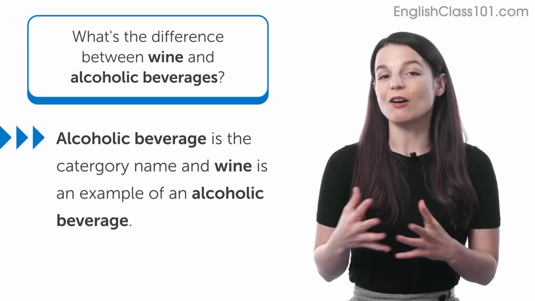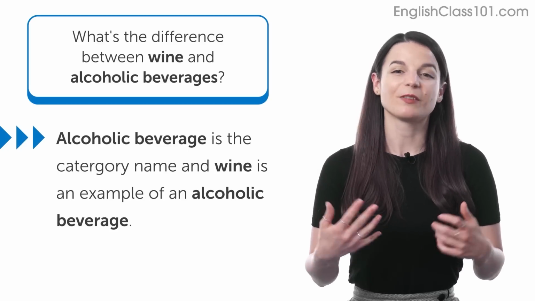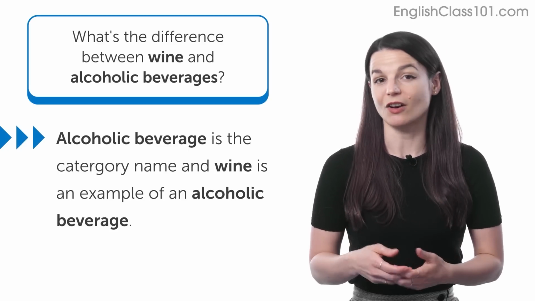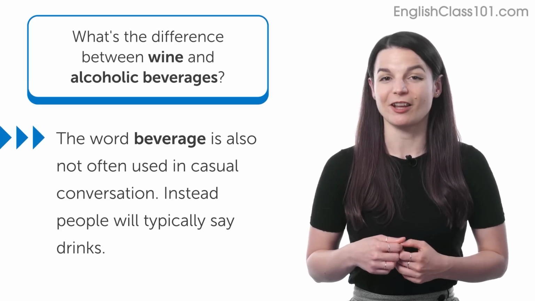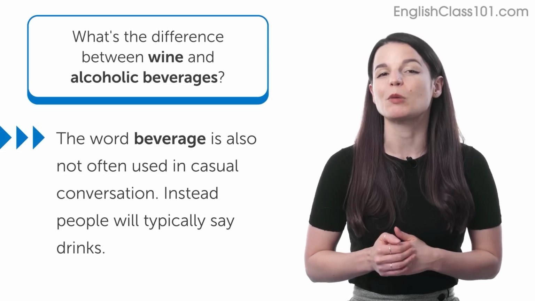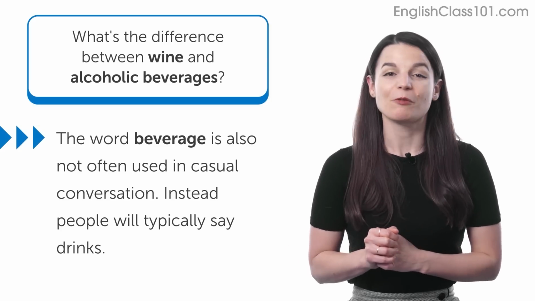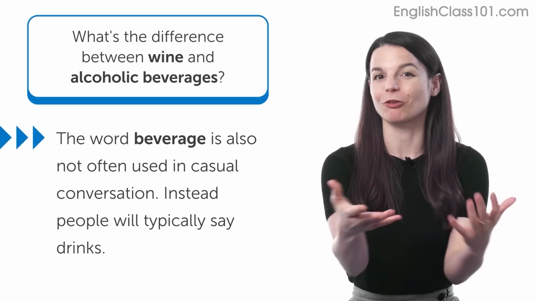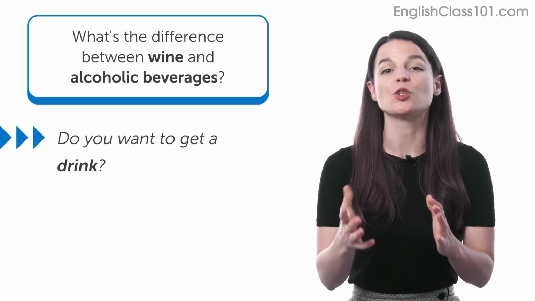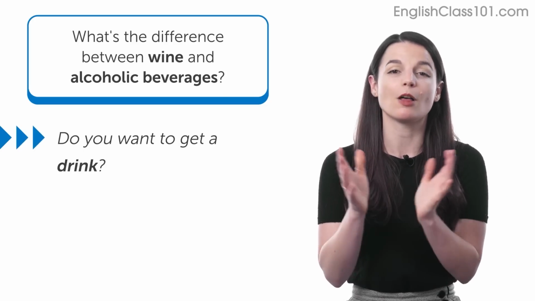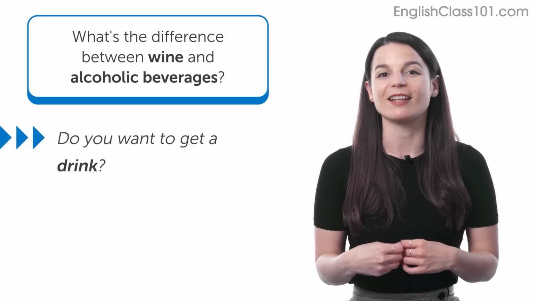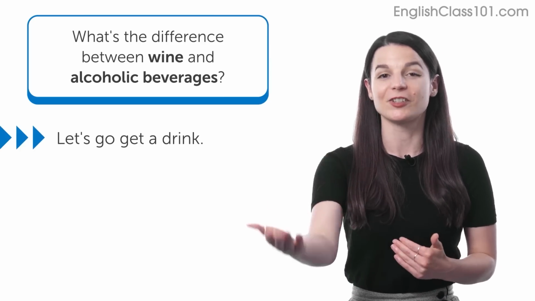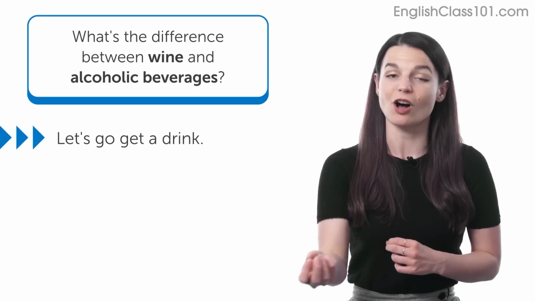So you might see alcoholic beverages on a menu, and that's what this refers to, drinks that have alcohol in them. Keep in mind, too, that we tend not to use beverages in everyday conversation. More commonly, you'll hear people say drinks. And sometimes when people are talking about going out for alcoholic beverages, they will say, "Do you want to get a drink?" So although they don't say alcoholic drink, typically we assume that it means an alcoholic drink. Let's go get a drink often means let's go get an alcoholic drink.